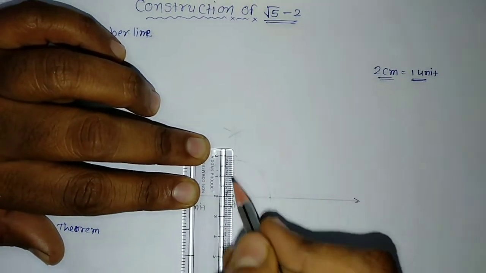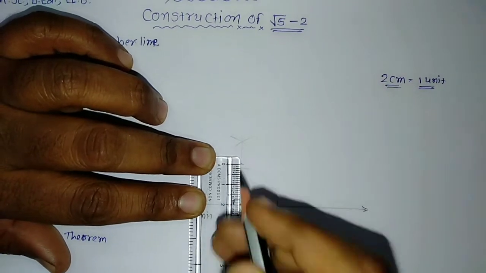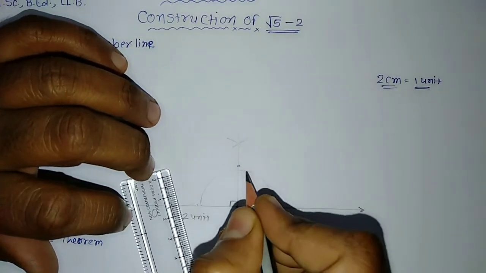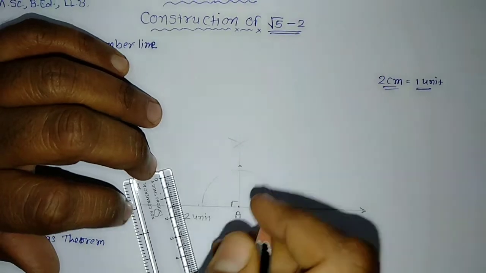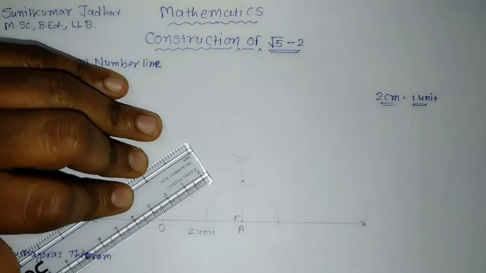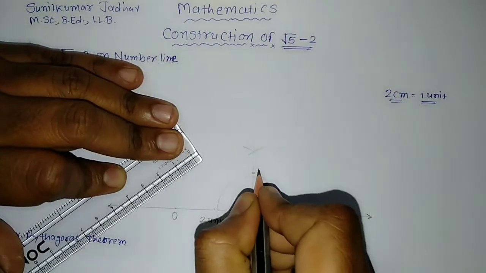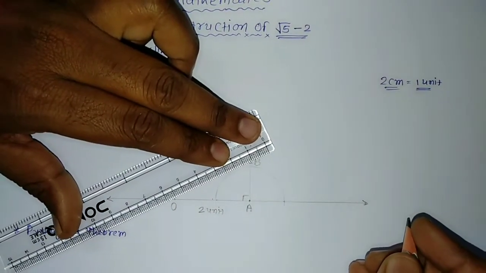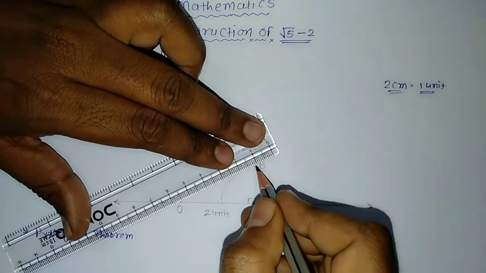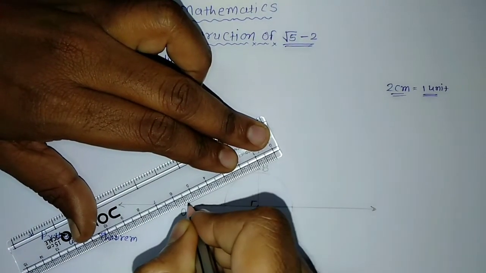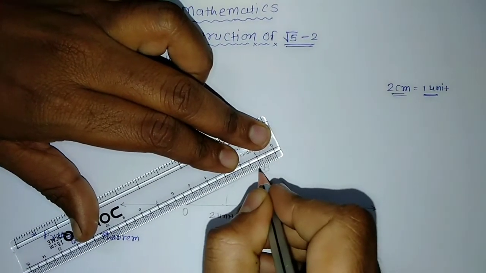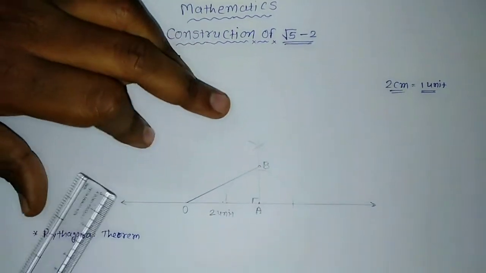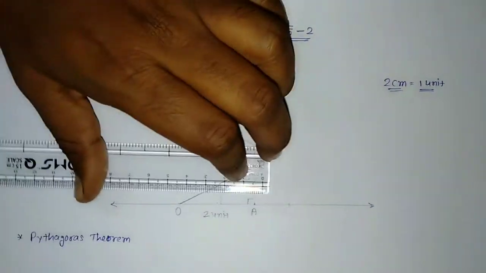This is 0 and this is 2. So this is 1 unit. So here it is 1 unit. This is 1 unit. So I will give the name of this point. Let me give it point B. And I will connect this OB. So when I have connected this, it makes the right angle triangle. This is a right angle triangle.